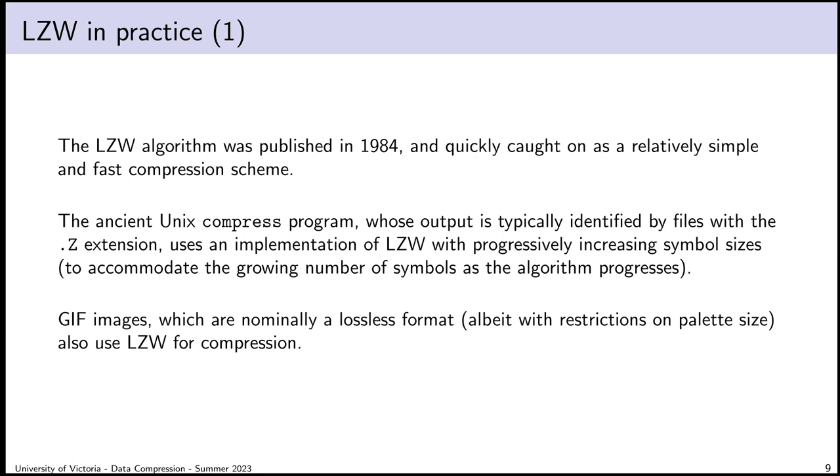So I also want to talk a bit about the history of LZW. The LZW algorithm was published in 1984, and it was published by Welch. The reason it's called LZW is because Welch's work was based on earlier work by L and Z, which would be Lempel and Ziv. And we'll talk a lot about Lempel and Ziv's work later in this course. It quickly caught on as a relatively simple and fast compression scheme. And I think you can appreciate that now based on the previous lecture.